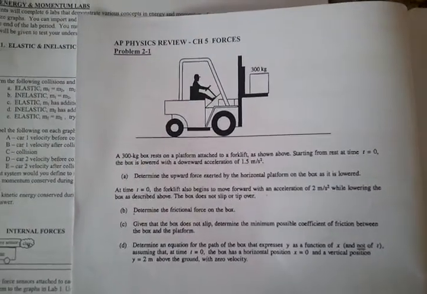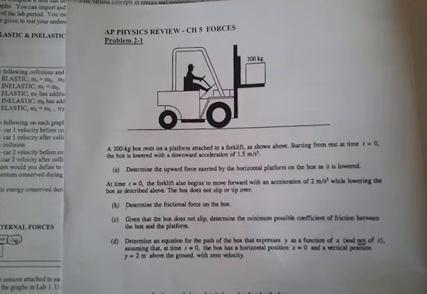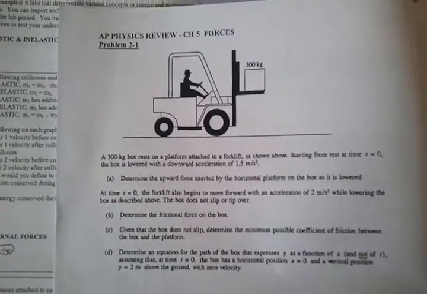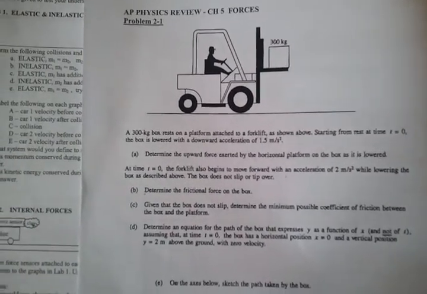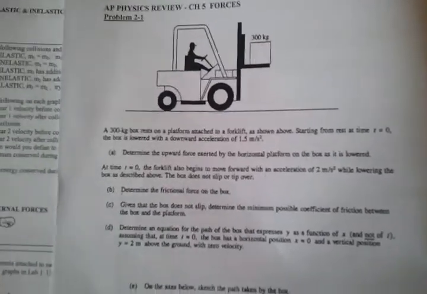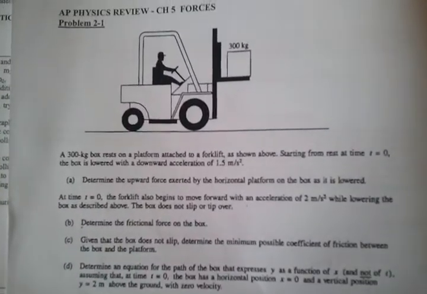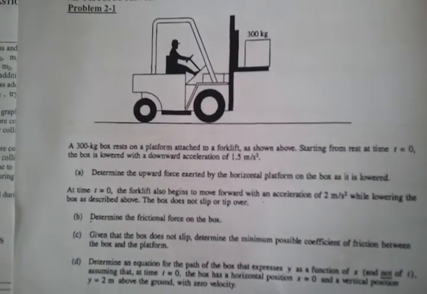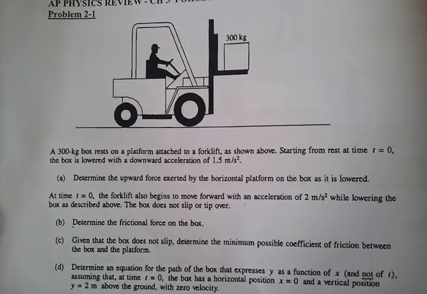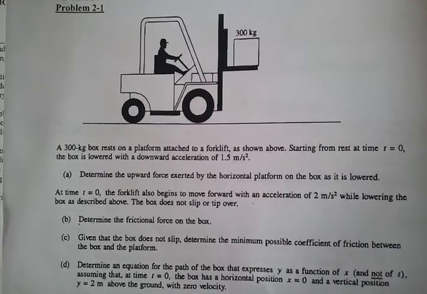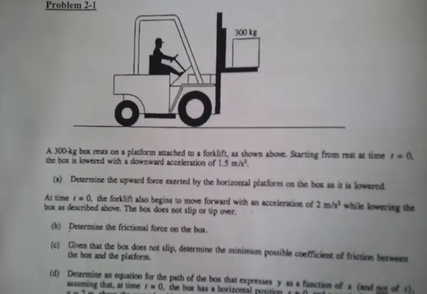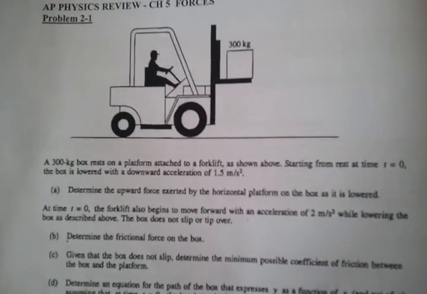So this is problem 2-1 of the AP Physics Review book. This problem deals with Newton's second law and also some parts about frictional forces. So you have this 300 kilogram box resting on a platform attached to a forklift, and it's accelerating downward at 1.5 meters per second squared. So problem A, you determine the upward force exerted by the horizontal platform on the box.